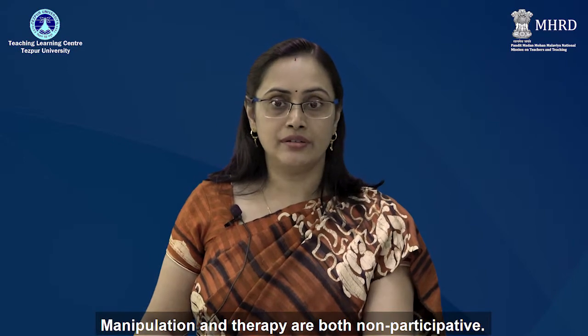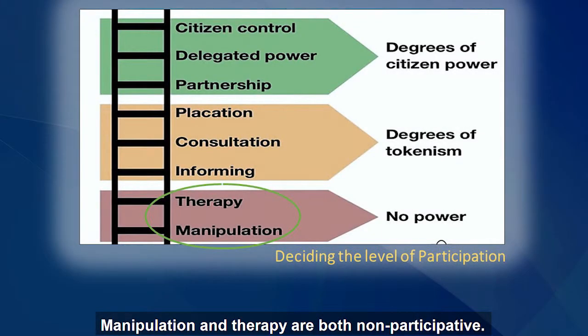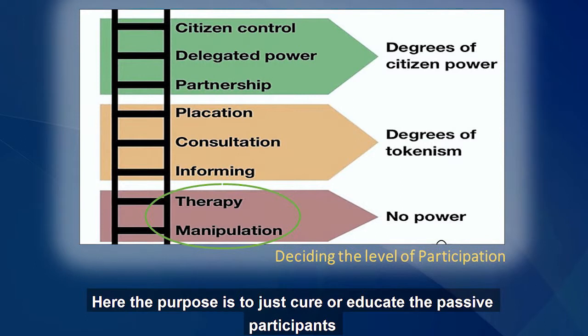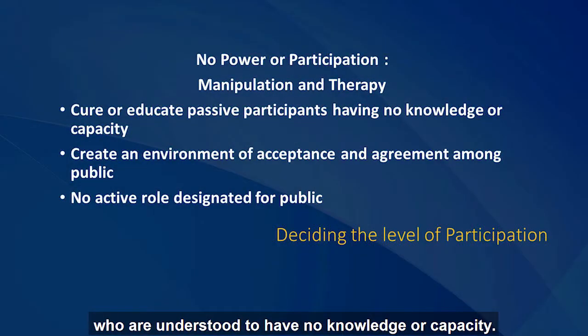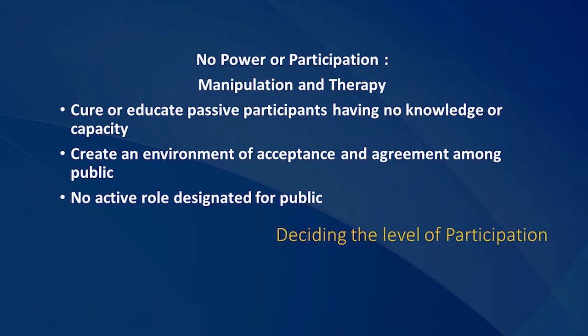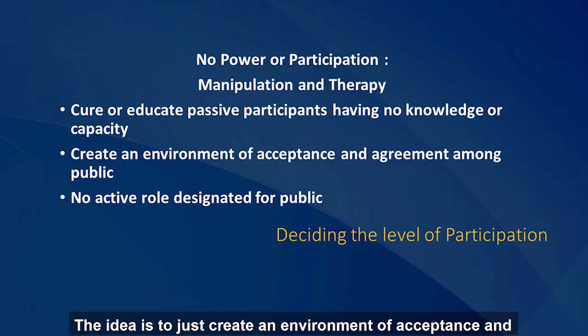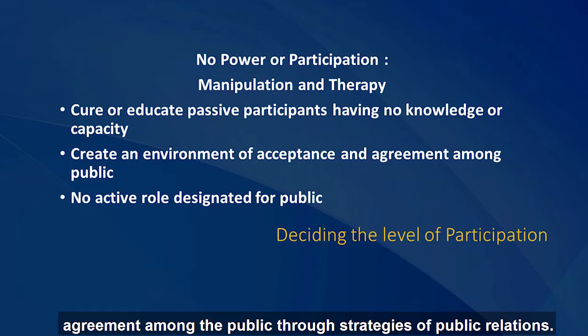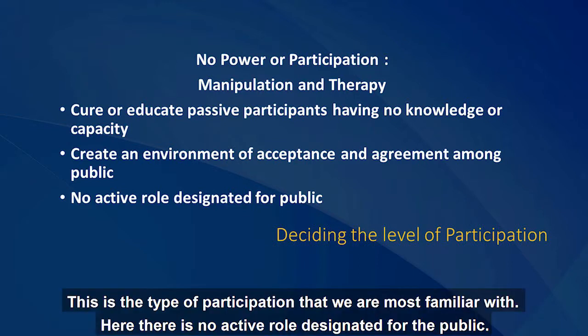Manipulation and therapy are both non-participative. Here, the purpose is to just cure or educate the passive participants who are understood to have no knowledge or capacity. The idea is to just create an environment of acceptance and agreement among the public through strategies of public relations. This is the type of participation that we are most familiar with. Here, there is no active role designated for the public.